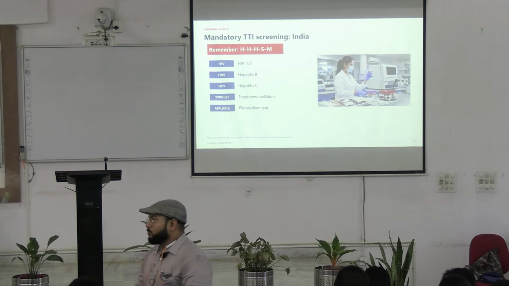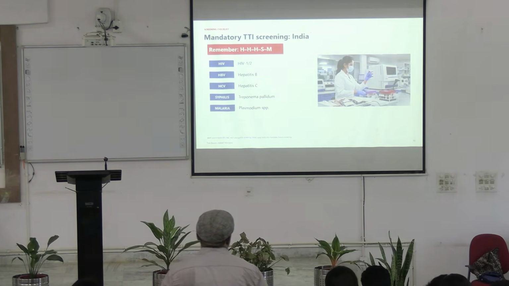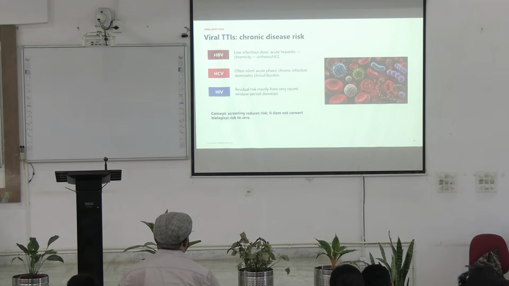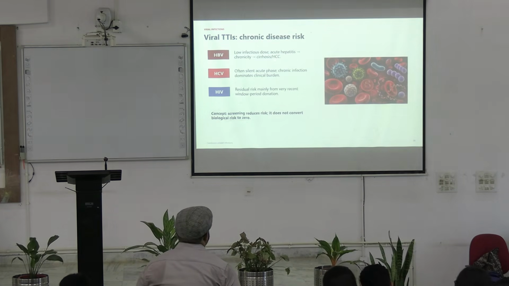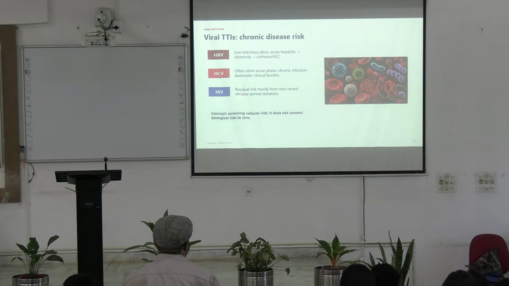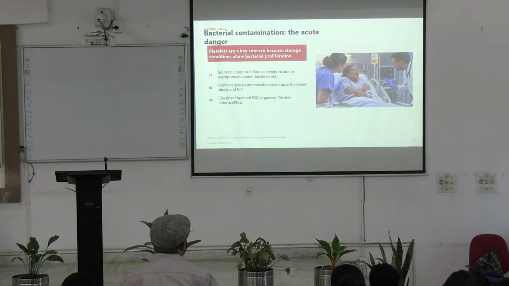Understood? So it is important to detect all these viruses at baseline. Hepatitis B virus is chronic with low infectious doses, causing acute hepatitis, chronicity and cirrhosis. Hepatitis C virus is often silent in the acute phase; chronic infection dominates the clinical burden. The residual risk mainly comes from donations in the very recent window period. So screening reduces the risk, but it does not bring biological risk to zero, because there is still a window period.